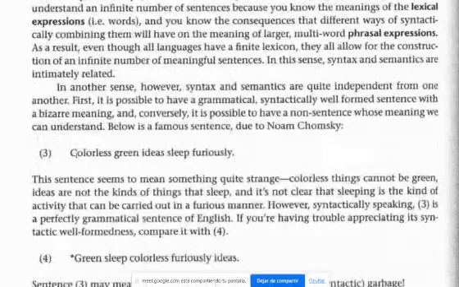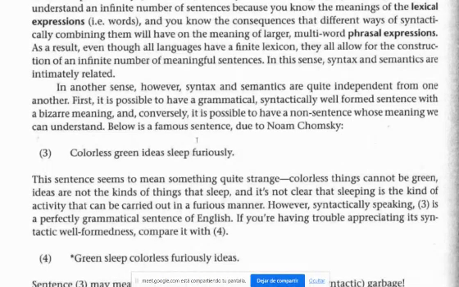And then we have a good example, colorless green ideas sleep furiously, from Chomsky. In another sense, however, syntax and semantics are quite independent from one another. Chomsky said that even though this sentence is syntactically correct, it is bizarre. The meaning is bizarre. It's syntactically well formed: colorless green ideas sleep furiously. Syntactically well formed, but the meaning is not clear.